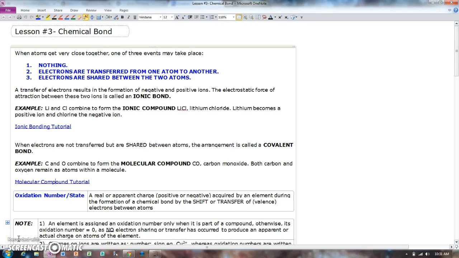Welcome to lesson 3, focusing on the chemical bond. Okay, so this is going to be again a bit of a review from grade 9 and grade 10, but we're going to try and review first and expand on it later.